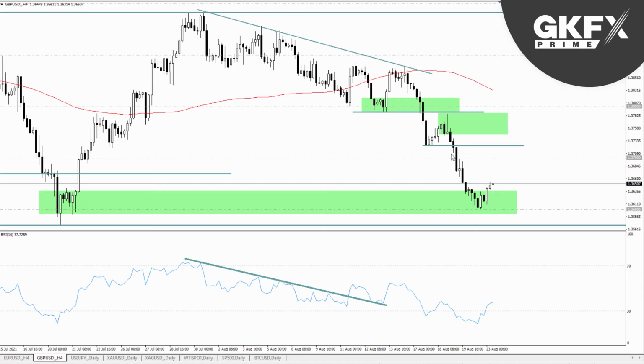So we're sort of assuming that this downtrend does continue, and we're looking for the break, but we're not being overly aggressive about it, since this is a long-term support area.